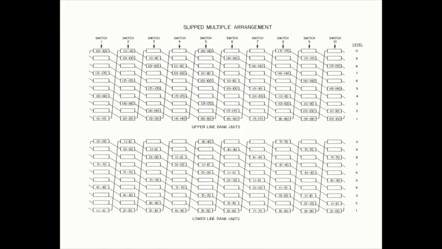Let's look at the multipling from level 0 of line finder bank 1. Here we have terminals 01 to 00. This diagram shows the slipped multiple arrangement. Looking at line finder bank number 1, our line circuits 01 to 00 are on level 0. And then they are multipled on line finder bank 2 to level 9. And then level 8, level 7, level 6, level 5, level 4, level 3, level 2, and finally they're on level 1 on line finder bank 10.